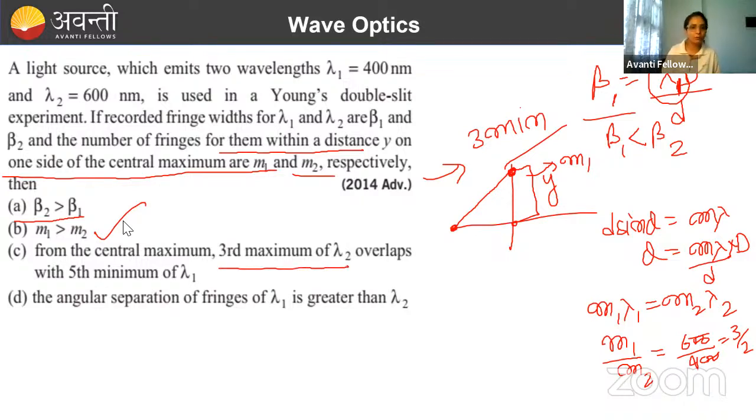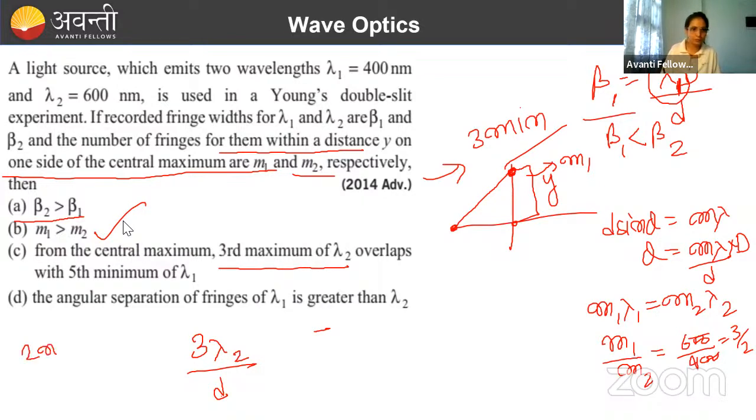Now, from the central maxima, the third maxima of lambda 2, let's write the angular separation. Third maxima of lambda 2 means what will be the angular position? That will be 3 lambda 2 by d. It overlaps with the fifth minima of lambda 1. What will be the angular position of the fifth minima of lambda 1?